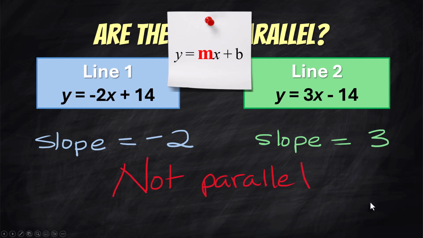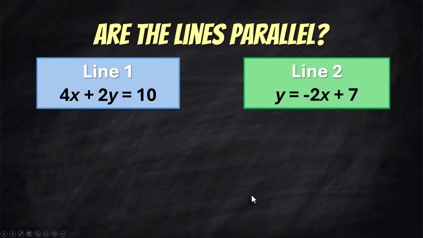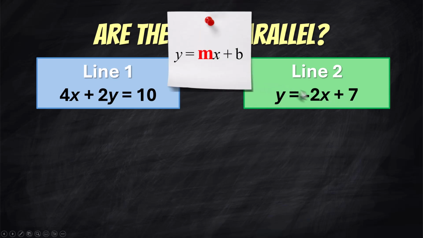Okay, now Karma's all set. You don't know what's going to be the next one. What do you think? Well, line 2 is looking pretty nice because it's in slope-intercept form, which is what we like. We can look right at it and see what the slope is, which is sweet about that form. But line 1 is in standard form.